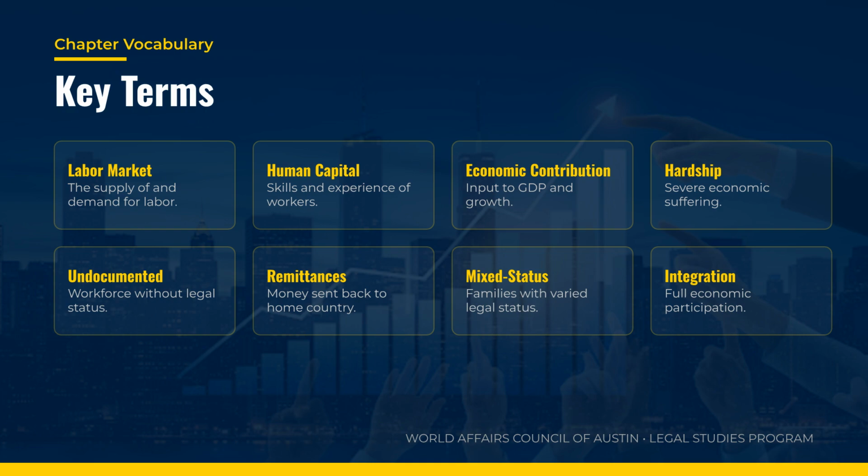Key terms for this chapter include labor market, human capital, and economic contribution. We will also look at terms relevant to legal practice, such as hardship, undocumented, remittances, mixed-status families, and integration.